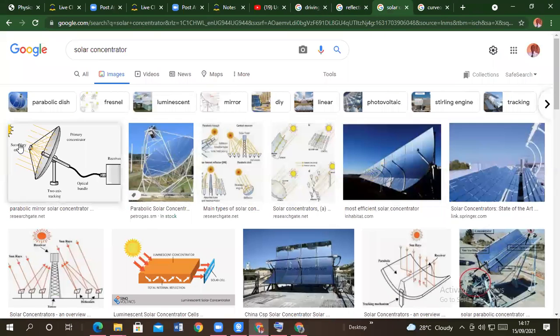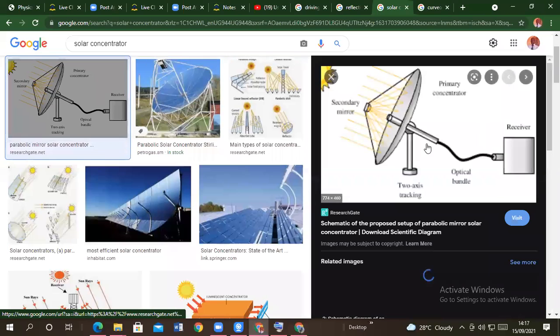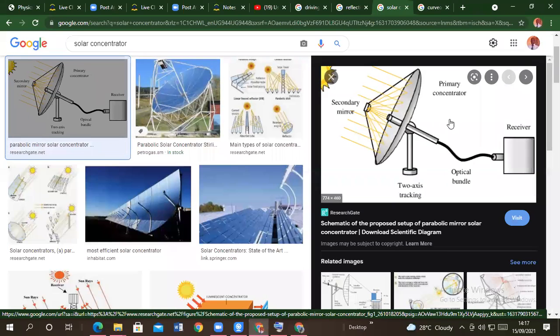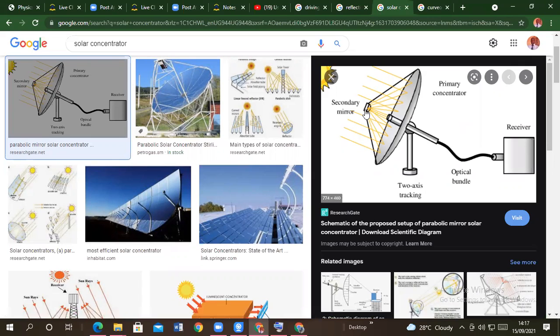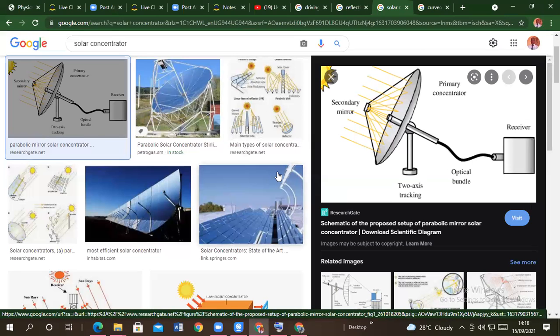So these are solar concentrators here. For instance, if I use this image, you can see that a solar concentrator is made in a way that it will trap all the light from the sun, and the light is focused at one point, and that one point is what we call the focal point. At the focal point, they place a secondary mirror such that all the light beam is reflected into this kind of system, and then we can receive it under this receiver here.